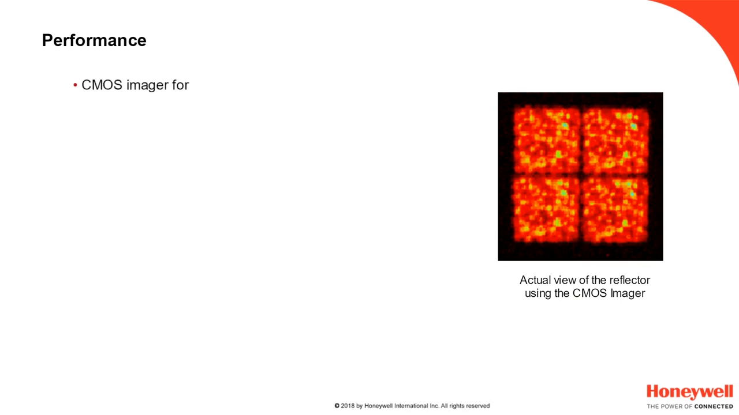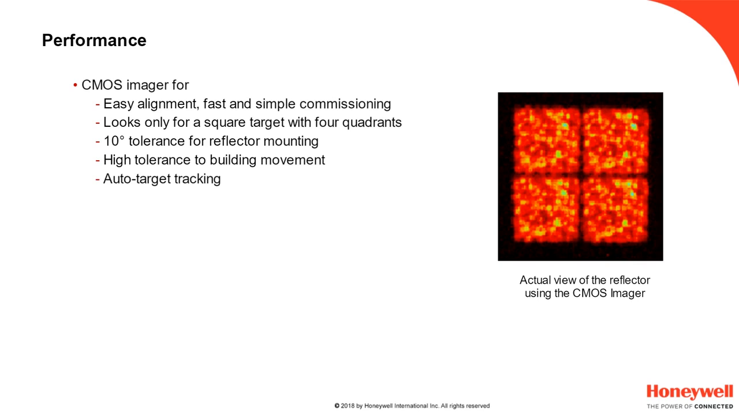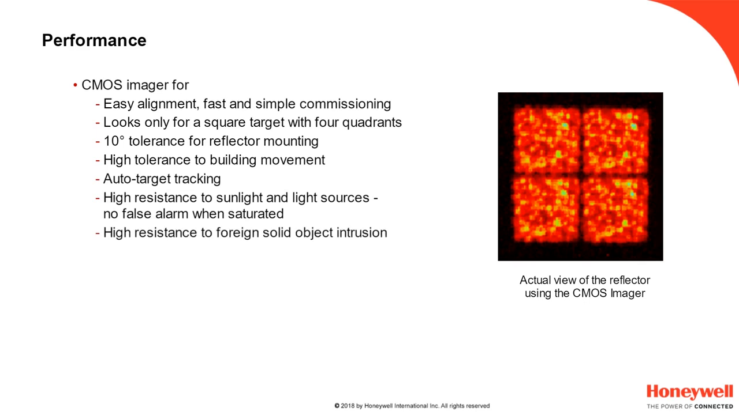One of the keys to the OSID-R's performance is its use of a CMOS imager rather than the traditional photoreceiver. A photoreceiver has an effective resolution of 1 by 1 pixel. The CMOS imager has many thousands of pixels and produces an image of the field of view seen by the device, which the software can interrogate and interpret. The interpretation allows the simple alignment process and supports the tolerance to alignment issues, building movement, and false alarms caused by sunlight or intrusion.